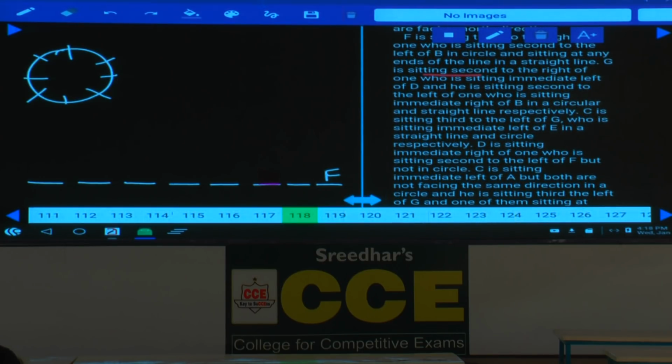G is seated second to the right of the one who is seated to the immediate left of D, and he is seated. And he means G is seated second to the left of the one who is seated to the immediate right of B in a straight line. Now the first information is regarding this circle, and the second information is regarding this straight line.